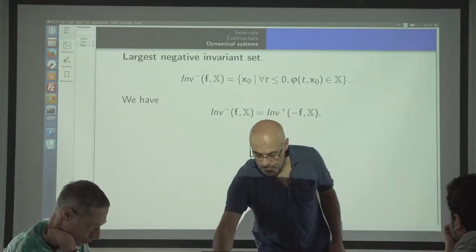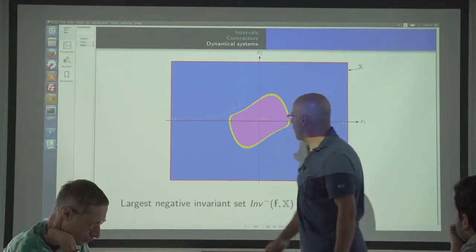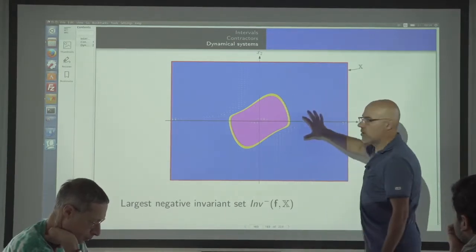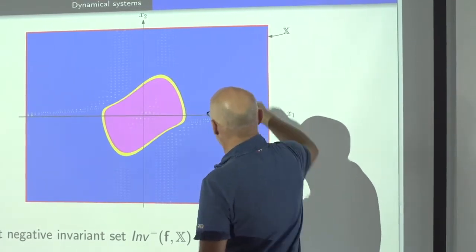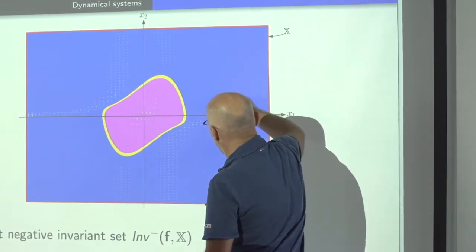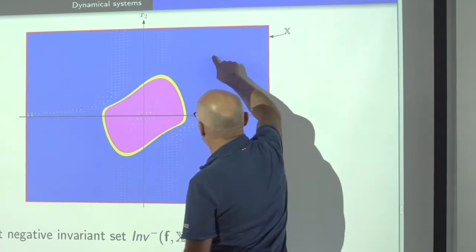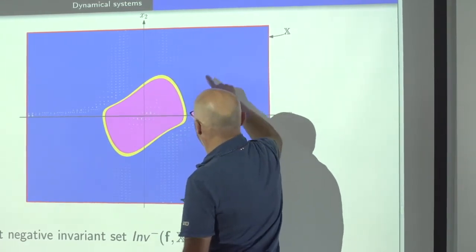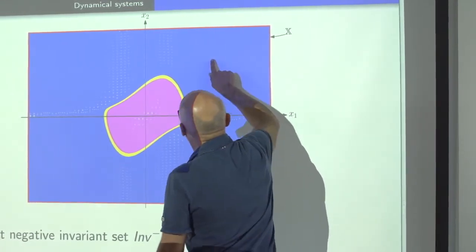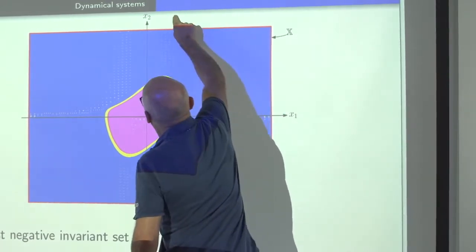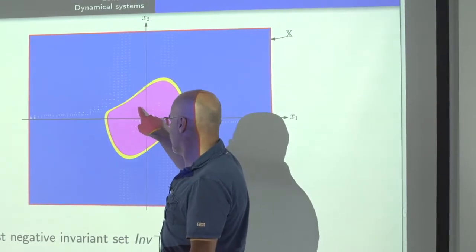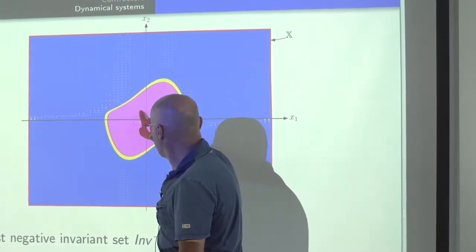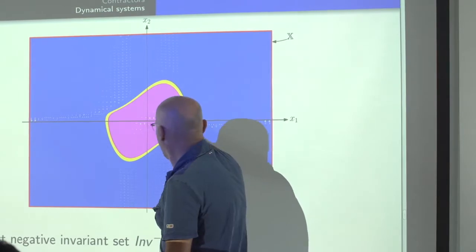So what I want to show here corresponds to the largest negative invariant set. So let me explain. If I am here, I will converge here. But if I am here and I go to the past, I will go out from X. But if I am inside, if I go in the past, so in the past, let me say, I will converge here.